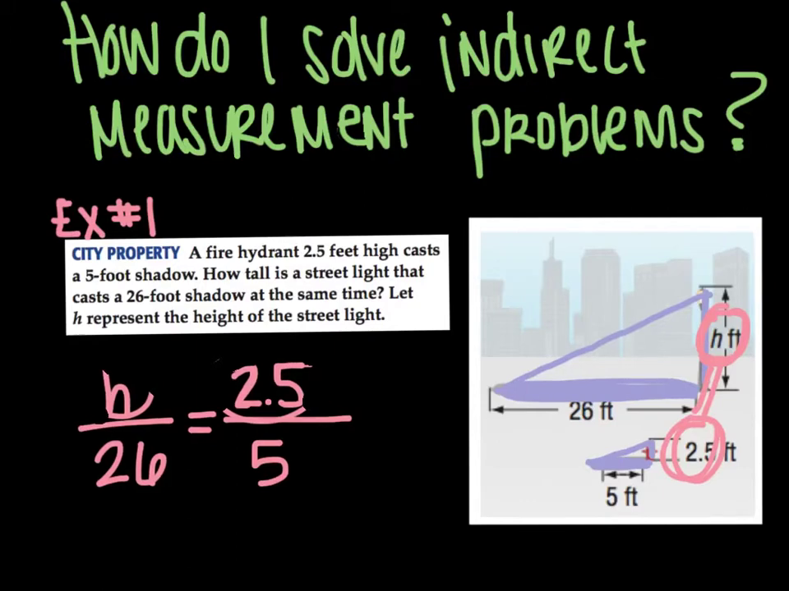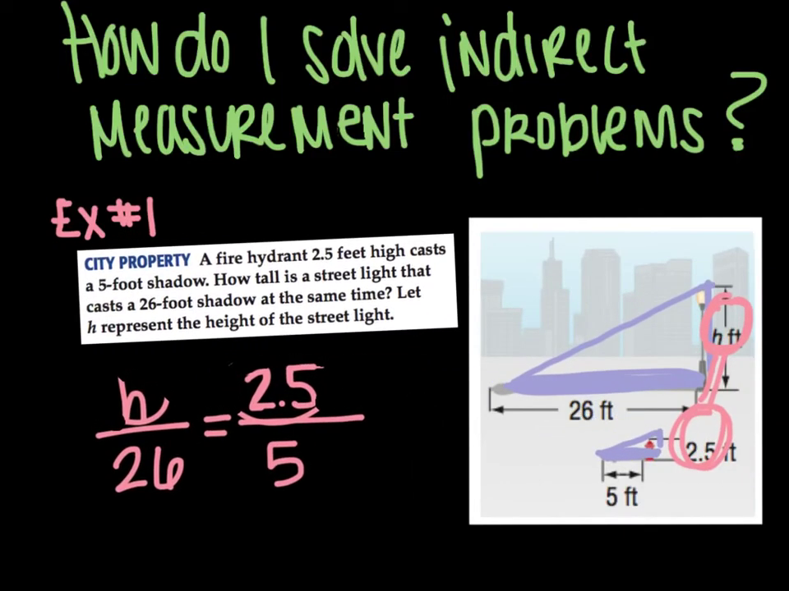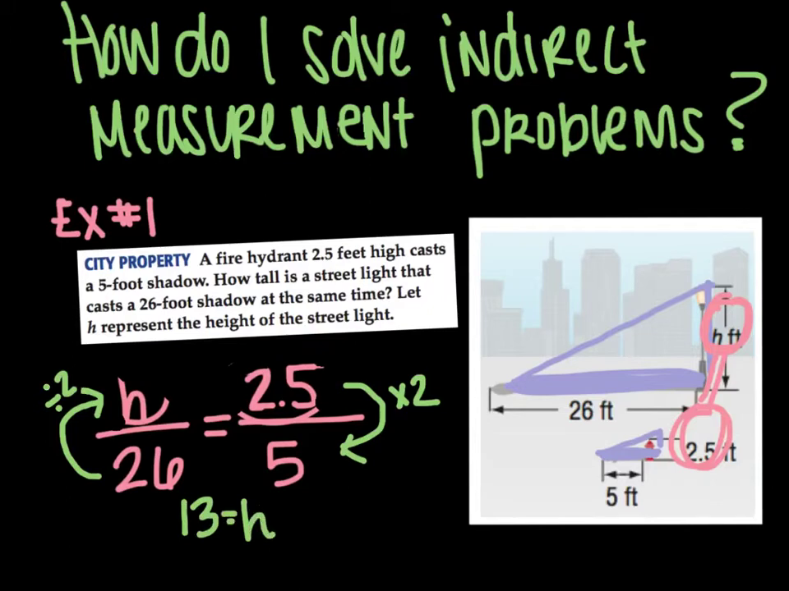Sometimes scale factor will work up and down or across. Other times we will have to find the unit rate. You do what you got to do to solve the problem. In this case, you might notice that if you take 2.5 and multiply it by 2, you get an answer of 5. And so going the opposite direction means I have to do the opposite thing. So instead of multiplying by 2, I'm going to divide by 2. And 26 divided by 2 is 13. So h is 13, which means your height is 13 feet. You'll want to label that. That is your final answer.